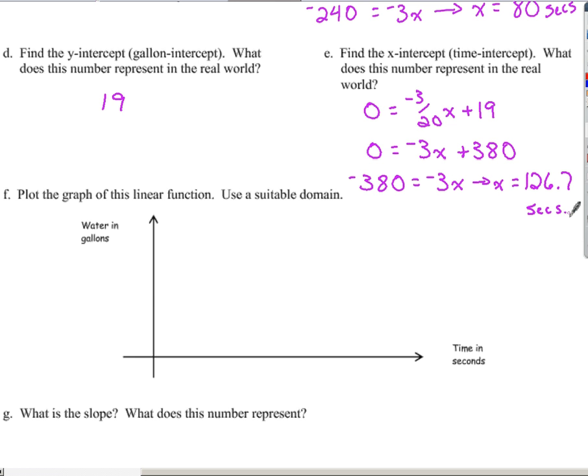Okay, on part F, we're asked to plot the graph of the linear function using a suitable domain. If you go back to not only what your equation is, but the given points, the key points that we had to work with, those key points were (40, 13) and (60, 10). We're talking about a suitable domain, so x values that we could work with here to plot this graph. Looks like going up by tens might make some sense. So if I mark this off on my x-axis, start at 10, 20, 30, and so on.